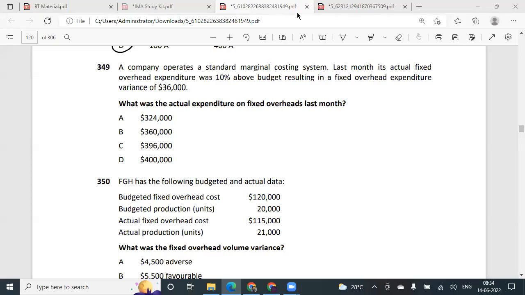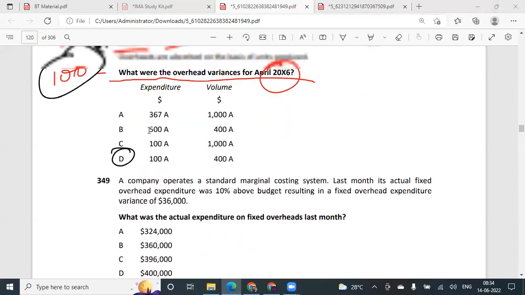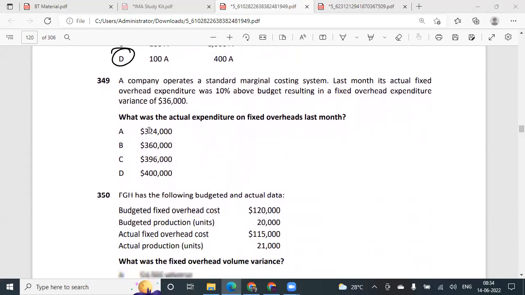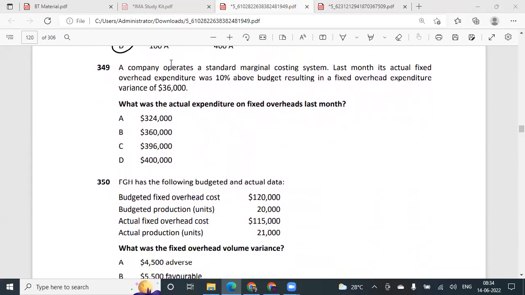So in this continuation of test your understanding, or the exam kit, of standard costing, basically standard costing variance analysis. Previously we had completed it till here. Now, whenever we read a question, we need to go through this first. What was the actual expenditure on the fixed overheads last month? That is the question.